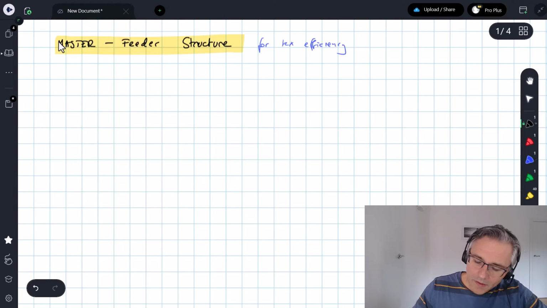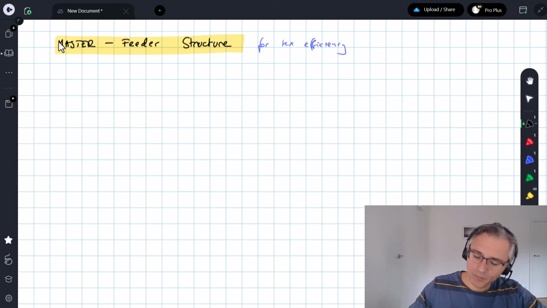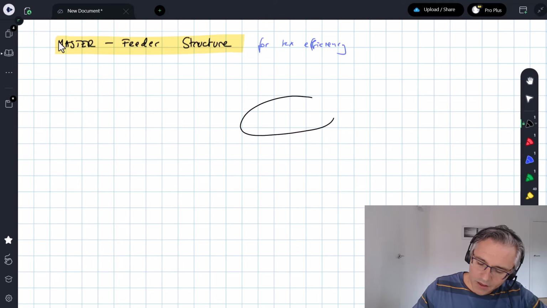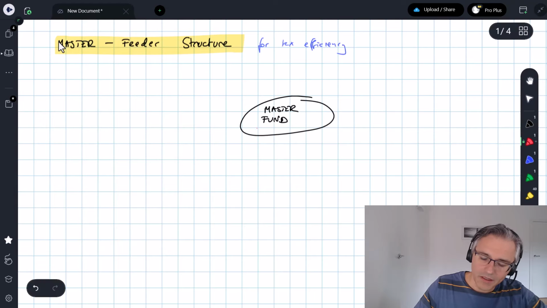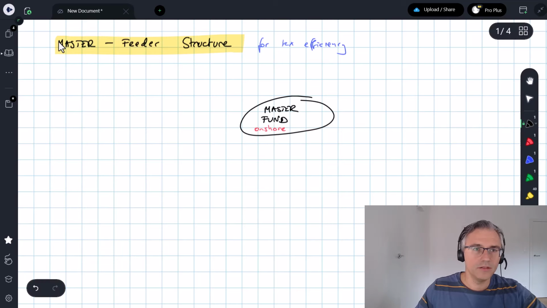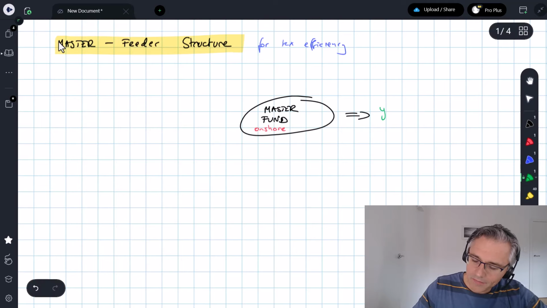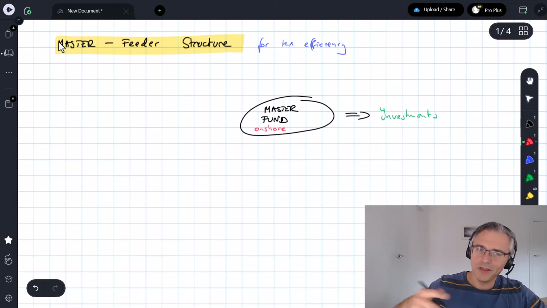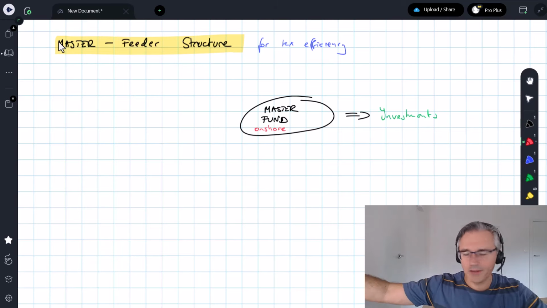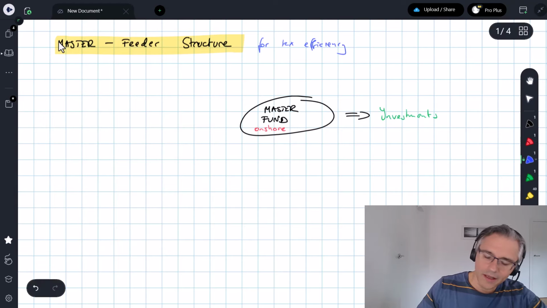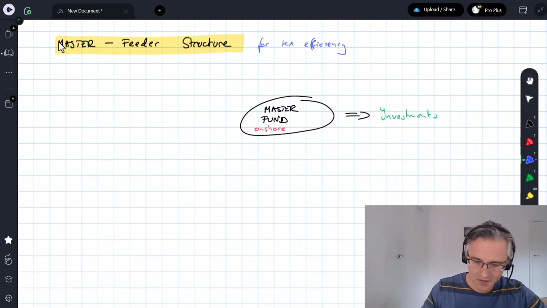But what will typically happen in these master feeder structures is you'll have a master fund. Let's draw it as a bubble. Which will typically be located onshore. So think about a location like London or New York or something like this. And this is the fund that actually goes and makes typically the investments, although those investments might actually happen via other intermediate vehicles for legal reasons. Nevertheless, that's the one doing the investing.